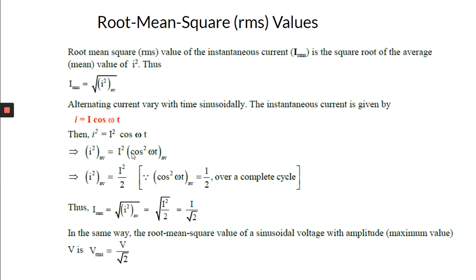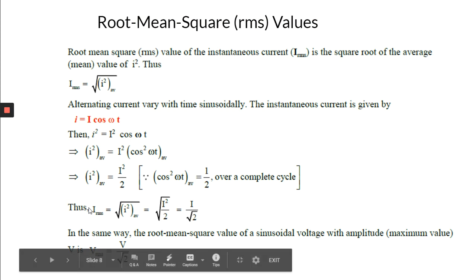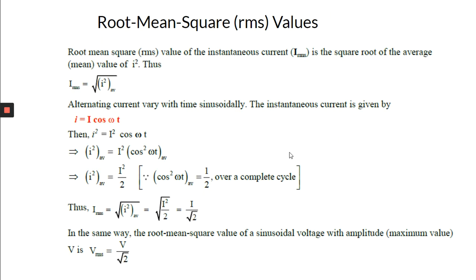The minimum value is 0 in a cycle, we are saying, and the maximum value is 1. So the average is 1 by 2. So your I square, the average is I square by 2, because this value is 1 by 2. So what is IRMS? It is I by root 2. Okay, so your IRMS is I by root 2.